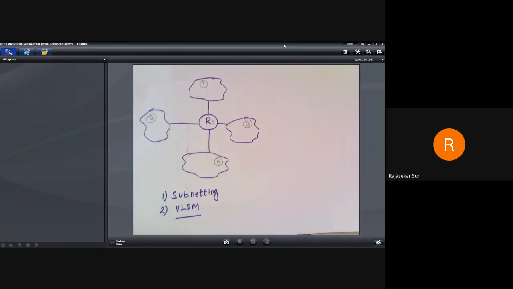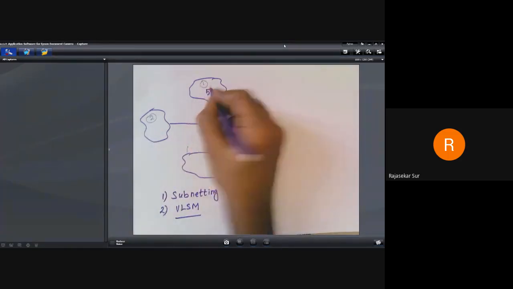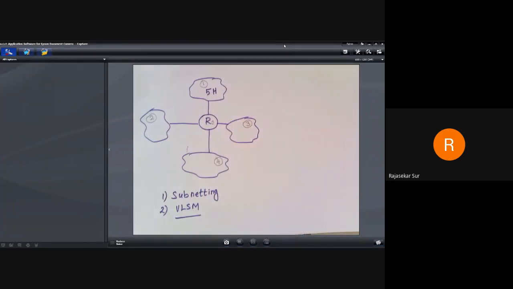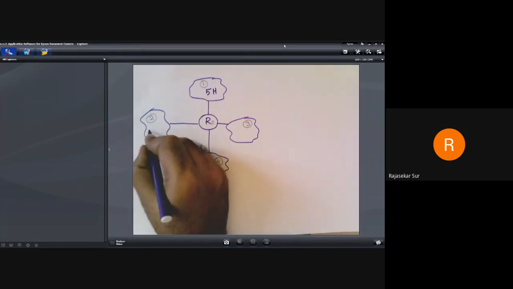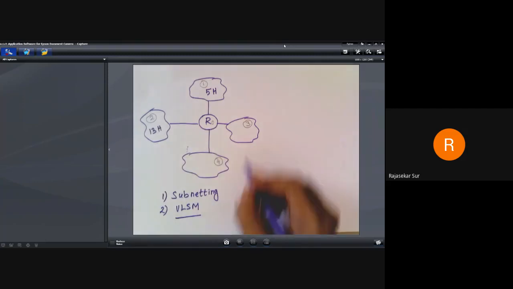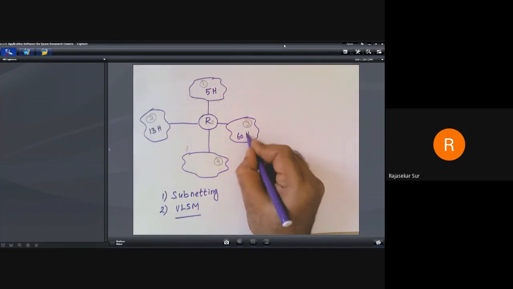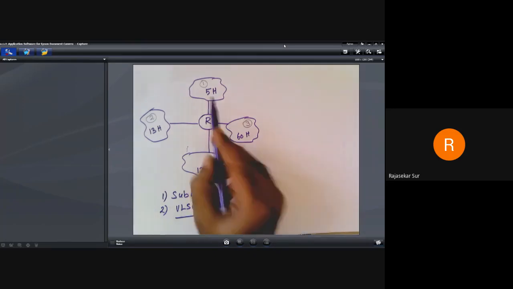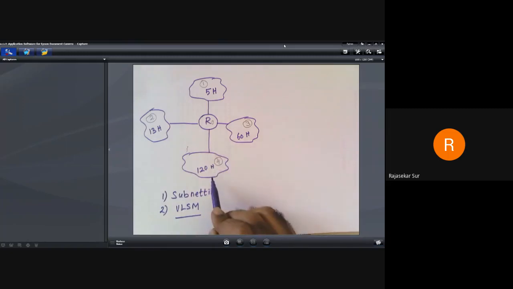Now, in the first network, I'm going to have 5 computers. There are 5 hosts. In the second network, I'm going to have 13 hosts. In the third network, I'm going to have 60 hosts. Then in the fourth network, we are going to have 120 hosts. Host means computers, the number of computers you are going to have. So 5, 13, 60, and 120. Okay, this is the host.